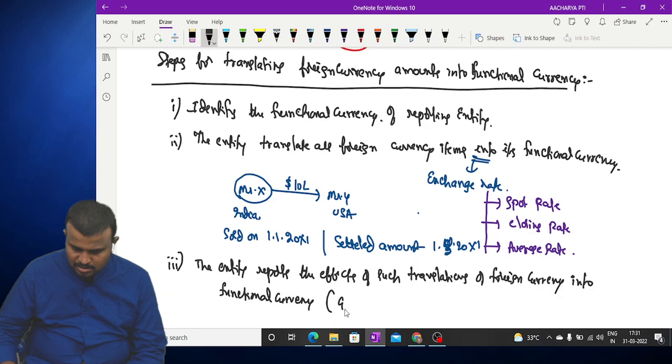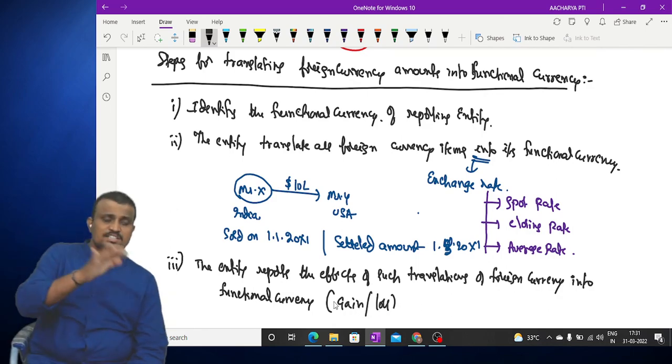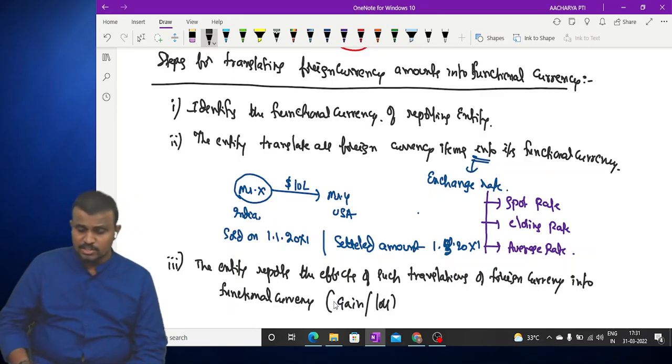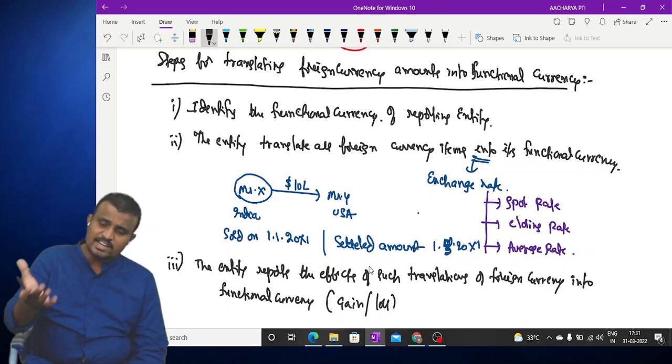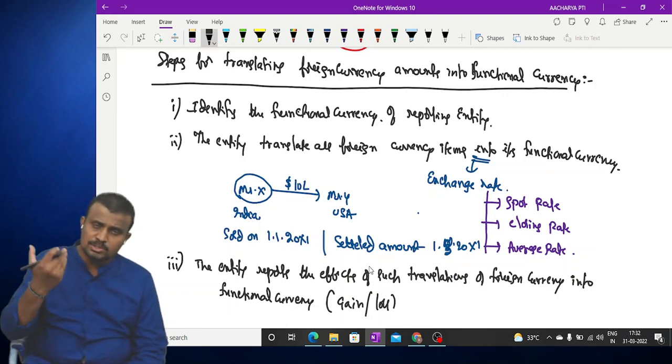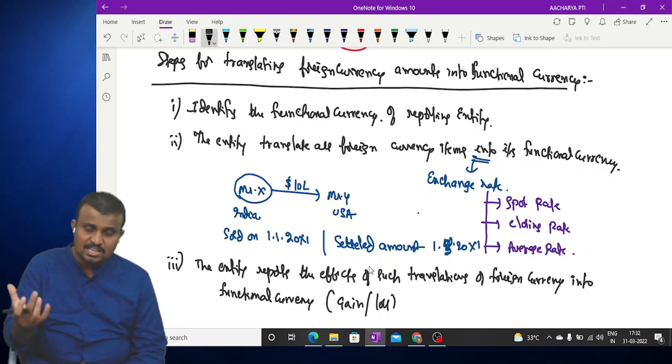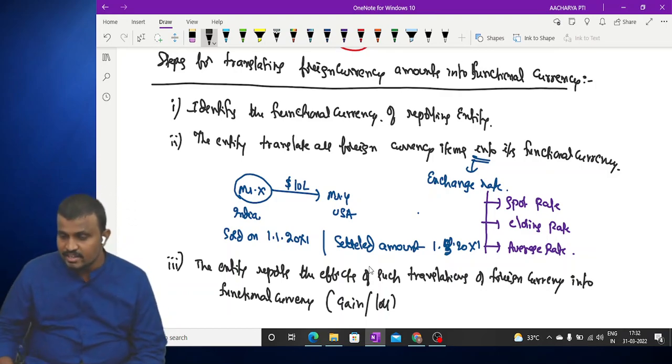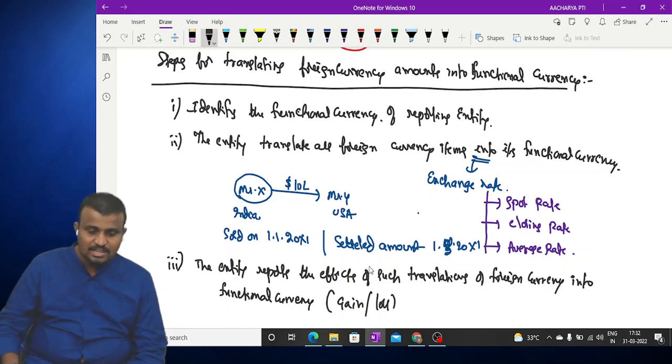So that is nothing but simply some gain or loss arising while translating the foreign currency into functional currency. Because one rate is there on the date of incurring the transaction, another rate is there on the date of settlement. On the date of settlement, due to the differences in exchange rate, some gain or loss is created. Then the question is how to account for that gain or loss.